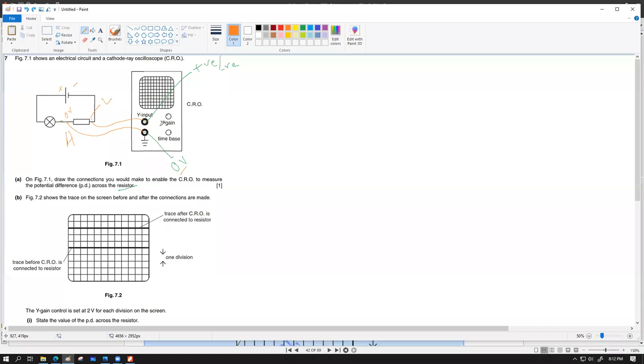Or another option can be, this is positive and negative. This is the high voltage side, what is the low voltage side. So another option can be that we can connect the high voltage side to this end, and we can connect the low voltage side to this end.